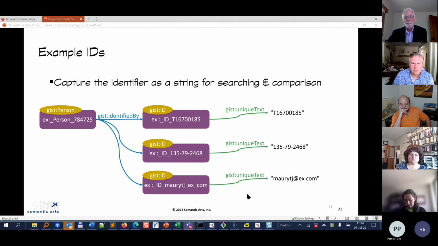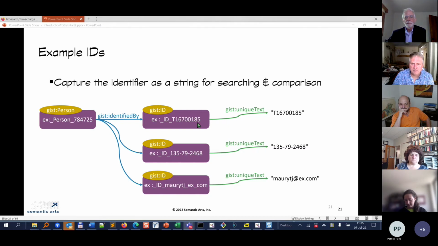Now, we talked about the context a few minutes ago. So these are three identifiers, but what does this even mean? What's the context here for this identifier? There are different ways to do that. One way is to create a subclass of gist ID and say, this is my driver's license ID, or this is my social security number, or this is something else.